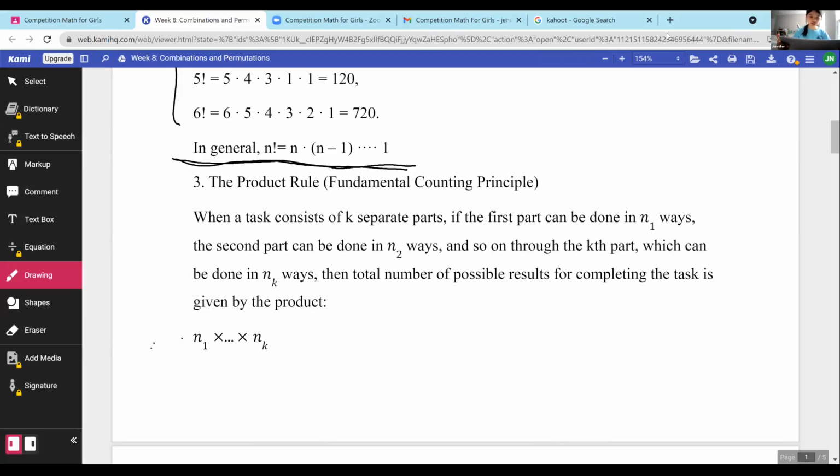And there is the product rule. That's a fundamental counting principle. When a task consists of k separate parts, if the first part can be done in n1 ways, the second part can be done in n2 ways, and so on through the kth part, which can be done in nk ways, then the total number of possible results for completing the task.